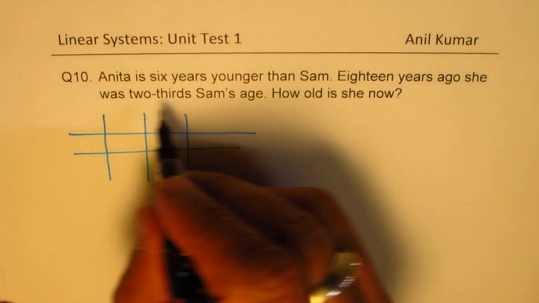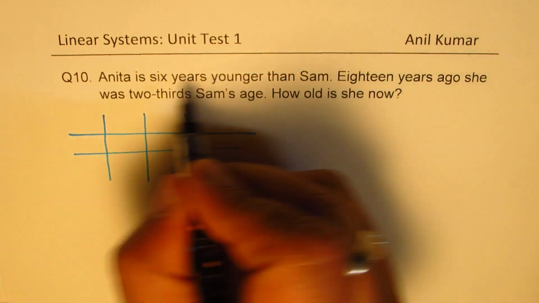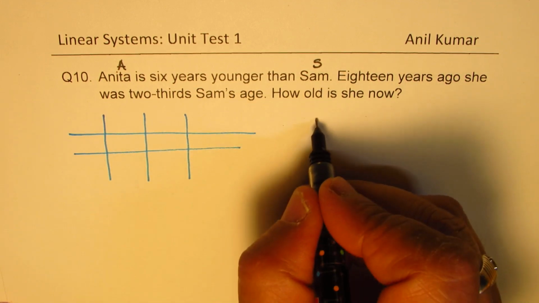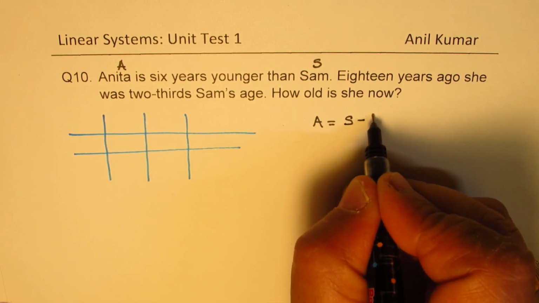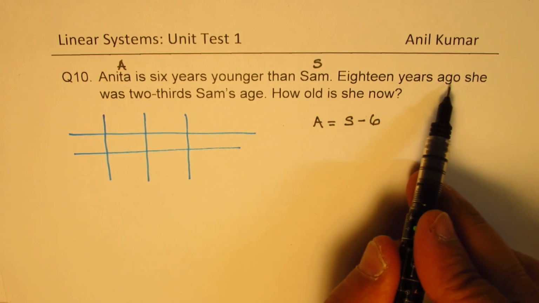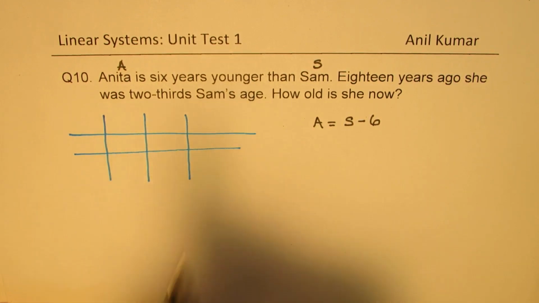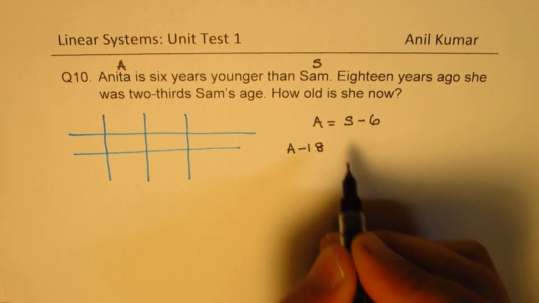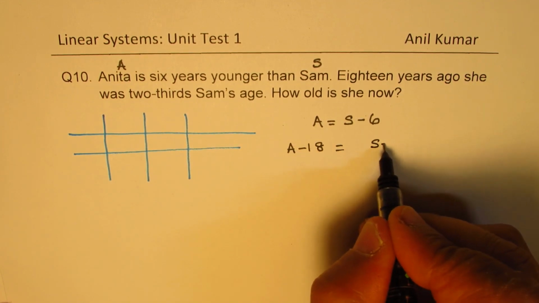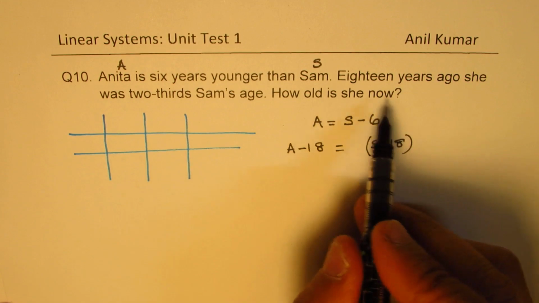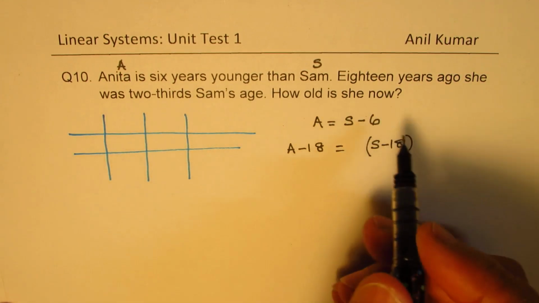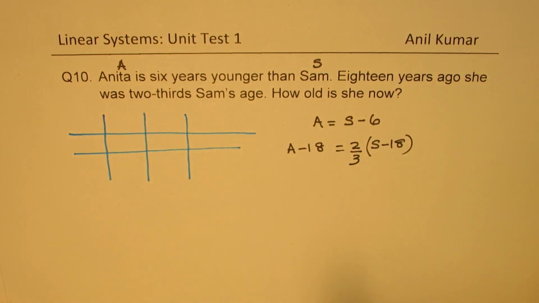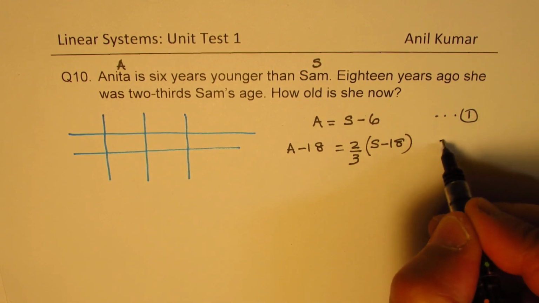So, well, we can also say it like this. Let Anita's age be A, and Sam's age S, right? So Anita is 6 years younger than Sam means A is S minus 6. Is it okay? 18 years ago, she was 2/3 Sam's age. So 18 years ago, Anita was A minus 18 and Sam was S minus 18, right? But it says 18 years ago, she was 2/3 Sam's age. So we get the second equation. Do you see that part? So we get equation number 1, equation number 2.